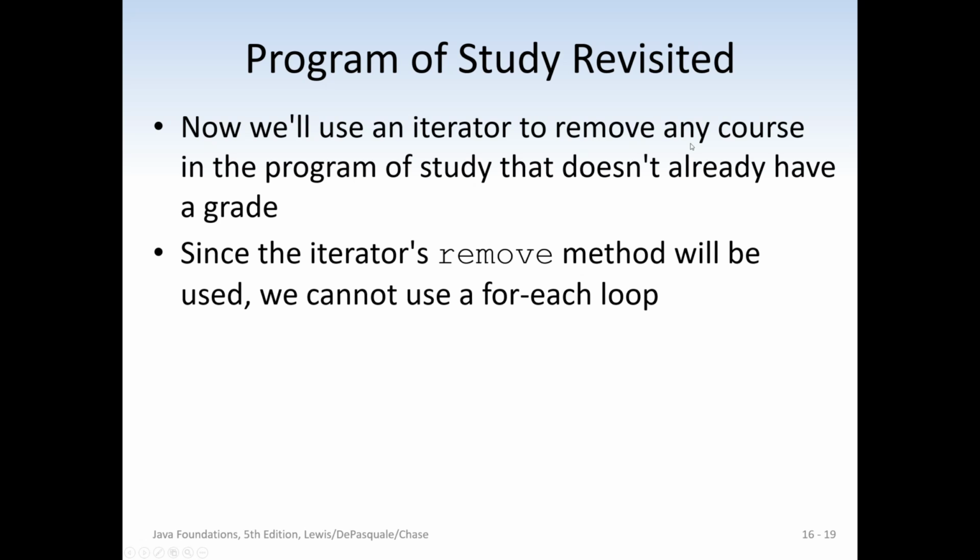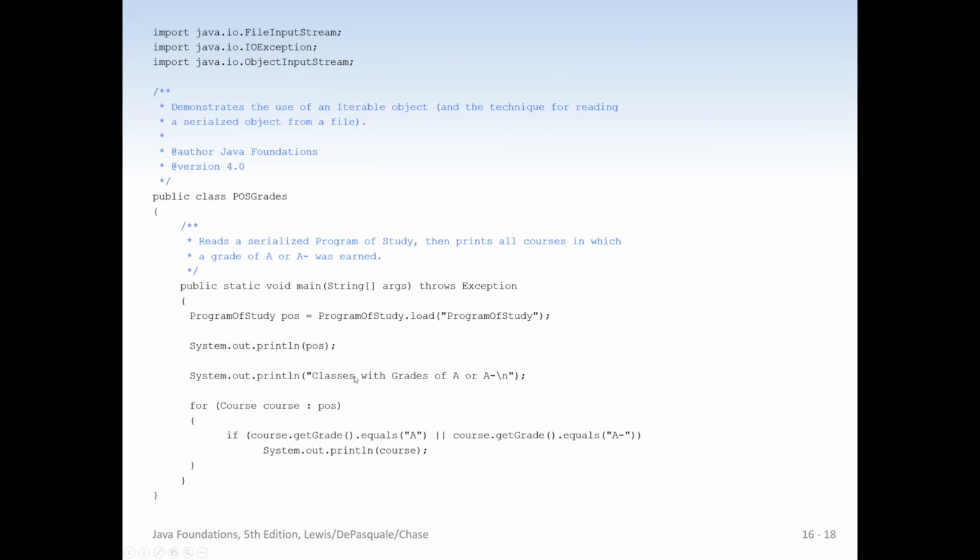So now we're going to use an iterator to remove any course in the program of study that doesn't already have a grade. So since we're going to use the remove method, we cannot use a for each loop. So we can't use the for each loop syntax. That's only good for iterating over things when we're going to go through all of them. We can't delete things.